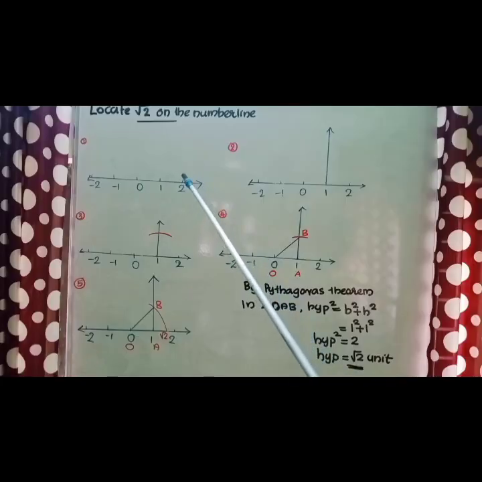Let us draw the number line and mark the numbers on it. Here I have drawn a number line and I marked 0 here, 1, 2, 3, etc. in the positive direction, minus 1, minus 2, etc. in the negative direction. Each number is having 1 unit distance. After that, from the point 1, I have drawn the perpendicular line by using protractor.